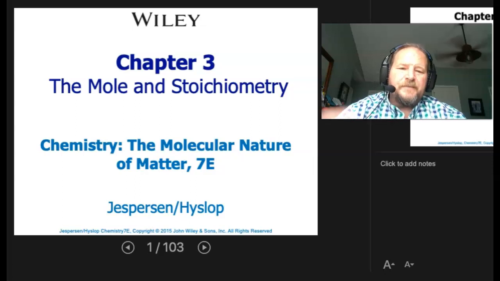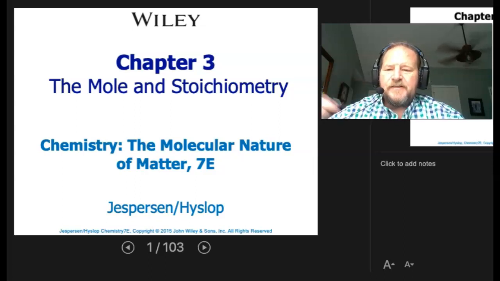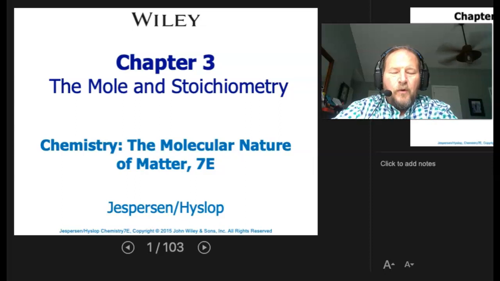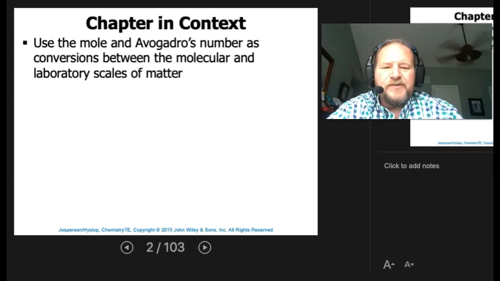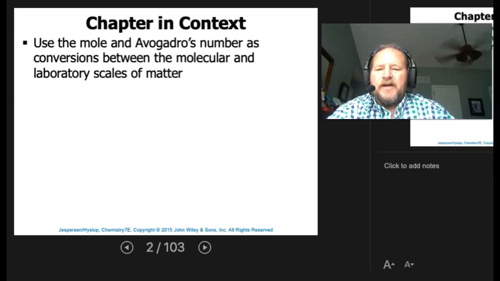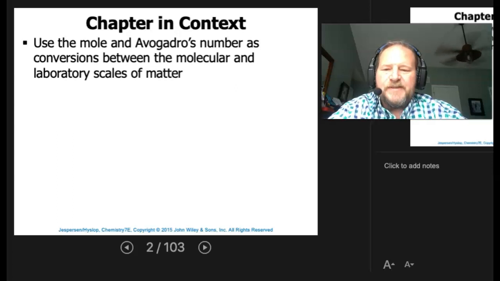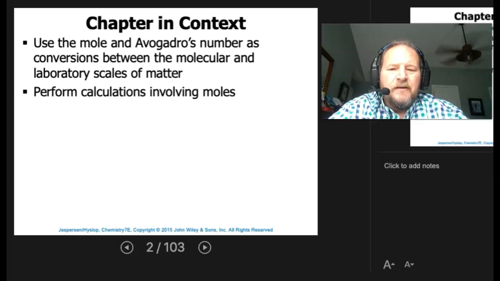Okay, working out of chapter 3 from our Jesperson text, we'll be focusing on the mole and stoichiometry. So, for this chapter, we're going to be looking at the mole using Avogadro's number and looking at conversions between molecular and laboratory scales of matter. Basically, we're going to be performing calculations with the mole.